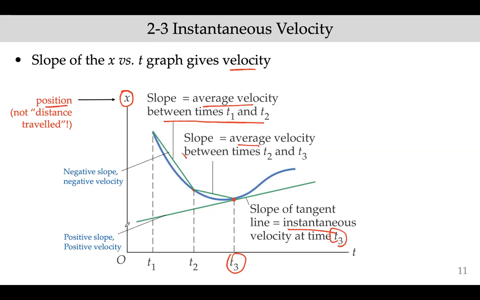And just to repeat, if you have a slope like this, these are positive slopes. That means positive velocity. When you have slopes like these, it is negative velocity, because the slope is negative here and here.